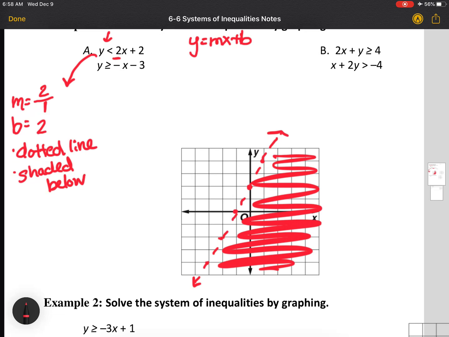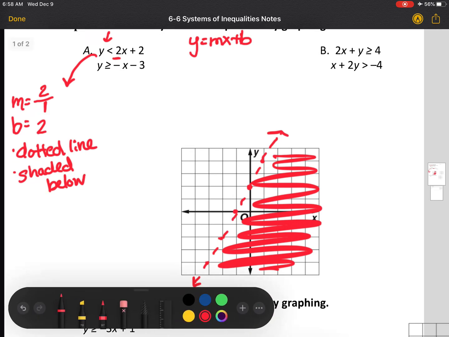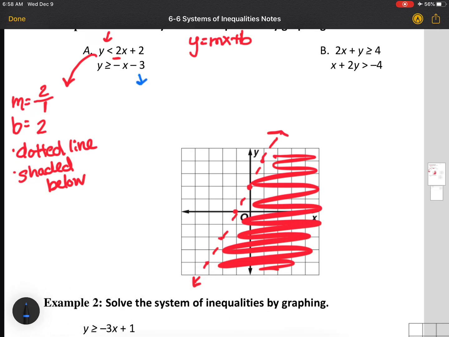So that was the first line. Now I'm going to put my other line on there, the bottom one. If I pick up my slope and y-intercept out of here, my slope is negative 1 over 1, because I have this negative 1 out front of that x there. That's my m, or my slope. And my b is negative 3, because that's what's tacked on the end there.